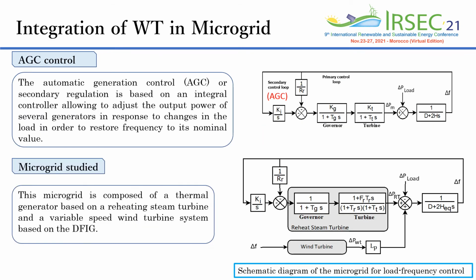The AGC control or secondary control loop is based on an integral controller allowing to adjust the output power of several generators in response to change in the load in order to restore frequency to its nominal value. So our microgrid studied is composed of a thermal generator and a wind turbine system.